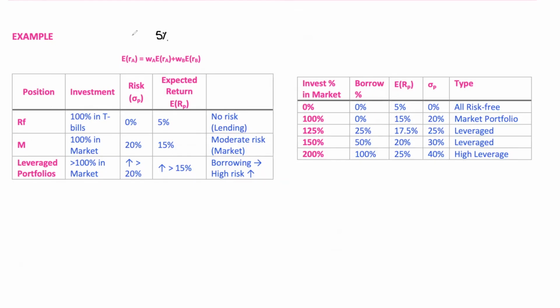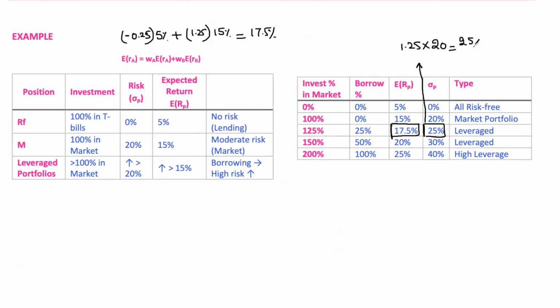That negative portion just means you're borrowing at the risk-free rate instead of lending. So we'll use 5% times negative 0.25. That's the borrowing part. Plus 15% times 1.25. That's his total exposure to the market. Do the math and you'll get 17.5% as his expected return. Now what about his risk? Well, his risk goes up in proportion to how much he's investing in the market. So 1.25 times 20, that gives you 25% portfolio risk.